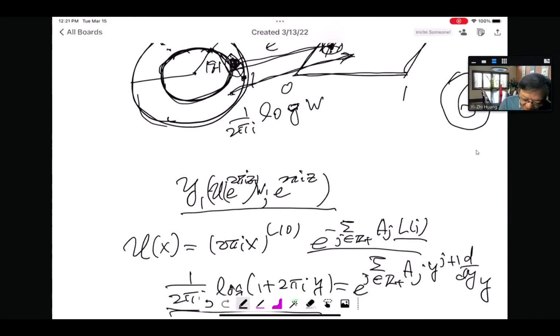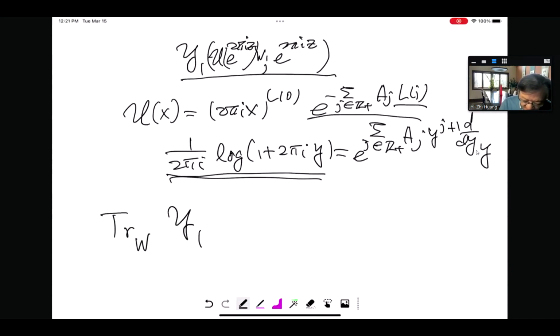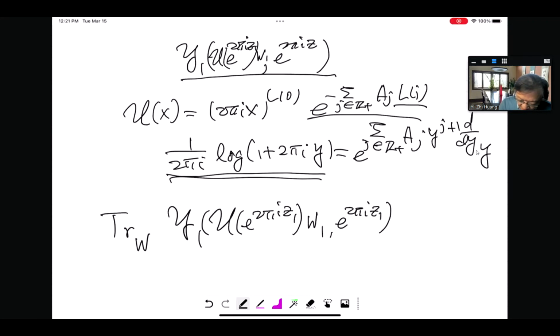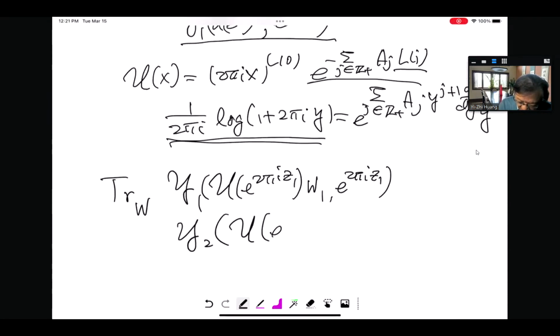See, we have 2 intertwining operators. So here I have to put e^(pi i c1) w1, e^(pi i) z1, and then multiply another intertwining operator, because I do want to discuss the case of 2 intertwining operators.